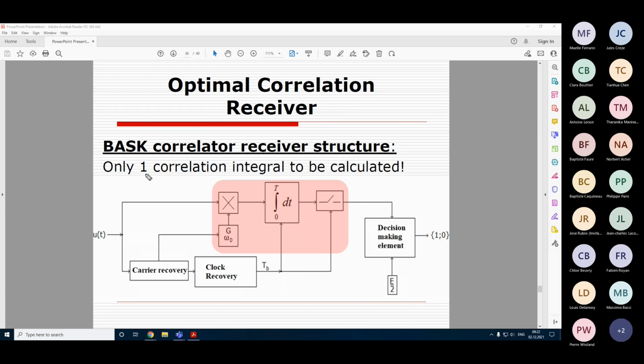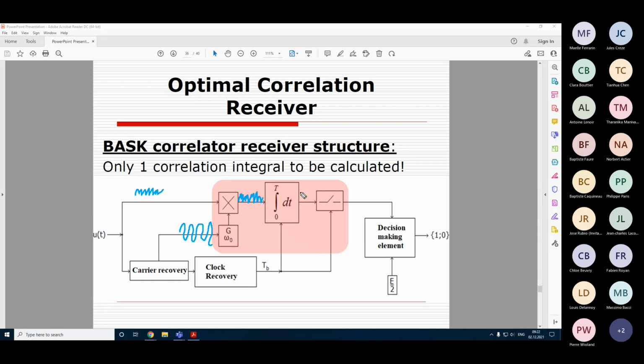As I said, only one correlation integral needs to be calculated because the second correlation integral is 0, regardless of the input. We calculate this correlation integral by multiplying our received signal with the carrier, integrating it, and then reading the result after the end of the integration. If I plot some diagrams here, I'm going to have this noisy version of the signal, here I'm going to have this carrier, and here some kind of multiplication of this carrier.